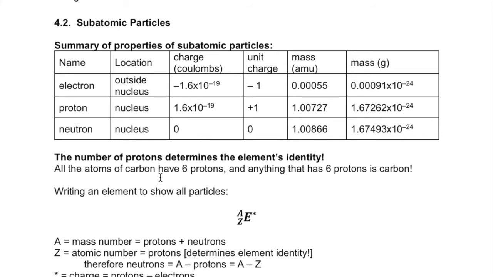So for example, carbon has 6 protons. The atomic number for carbon is 6, and so any atom that has 6 protons is an atom of carbon. And all atoms of carbon have 6 protons. If there's something other than 6 protons, then that is an atom, but it's not a carbon atom.